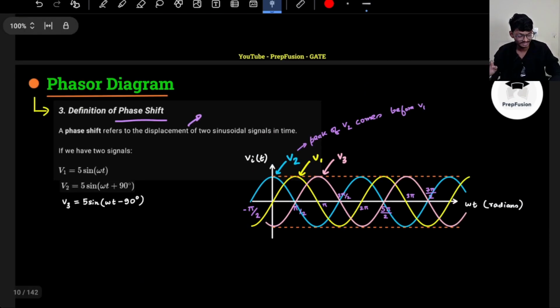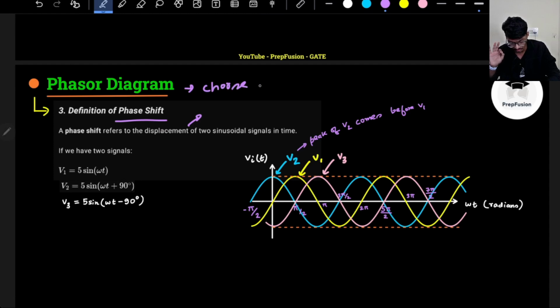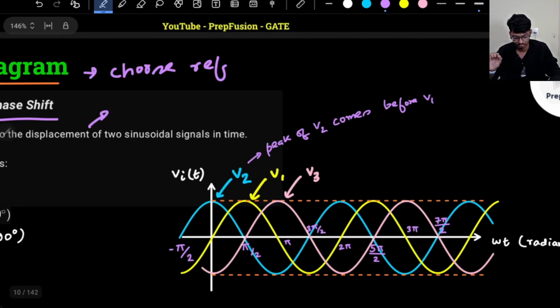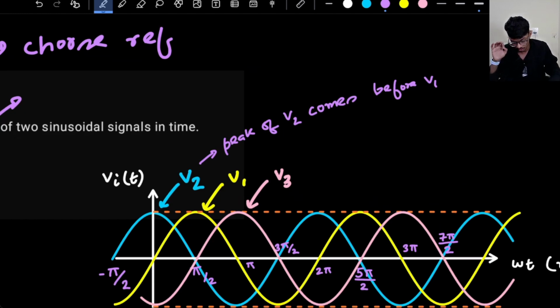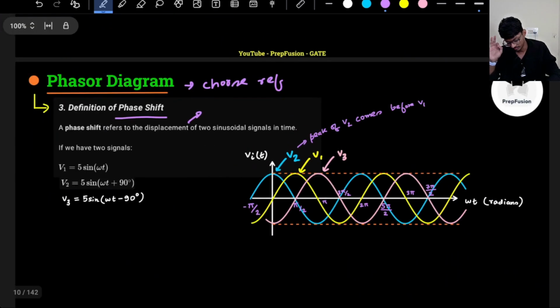In AC circuits, you have to choose a reference. If the reference is not given, you have to choose the reference by default. And how you choose the reference becomes a very big factor in whether you will be able to solve the question or not. For example, if you choose a very difficult reference, then the question will be very lengthy and calculative. We will discuss that later on. So for now, V1 is reference.